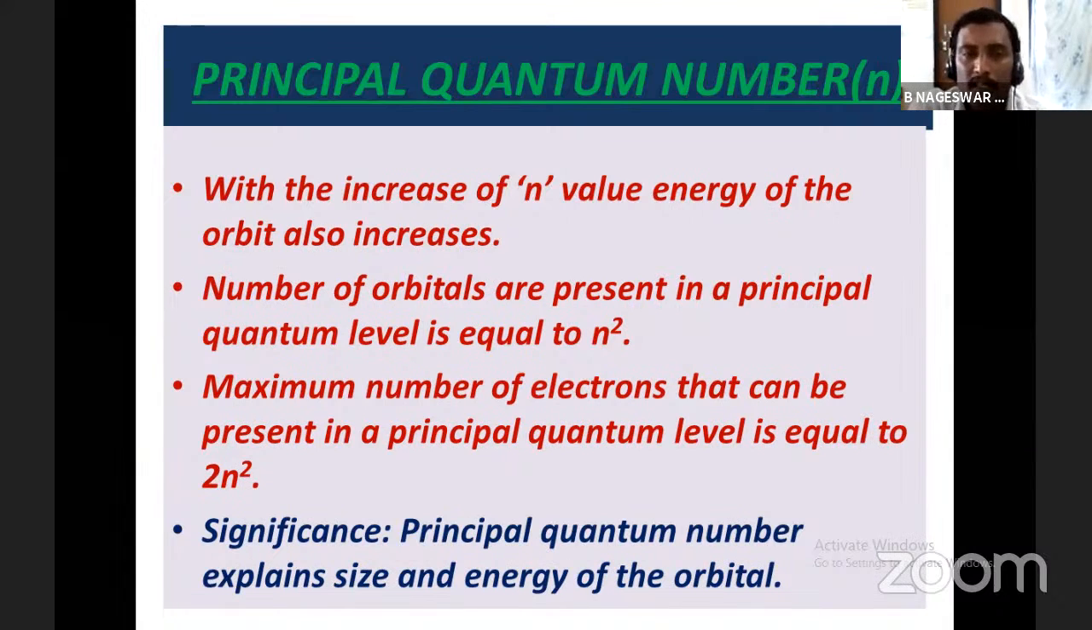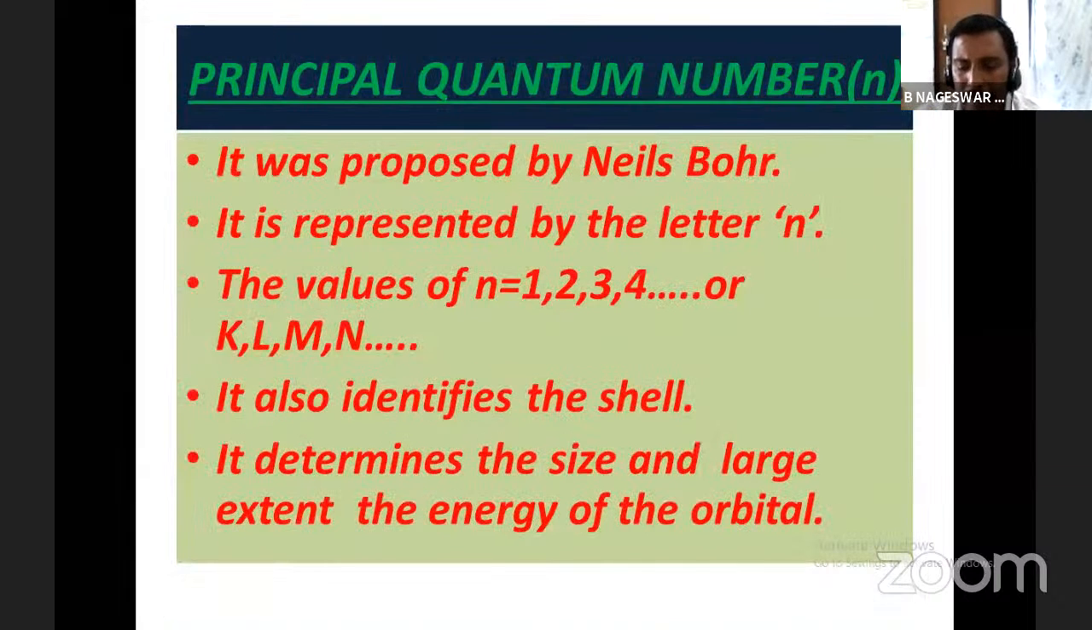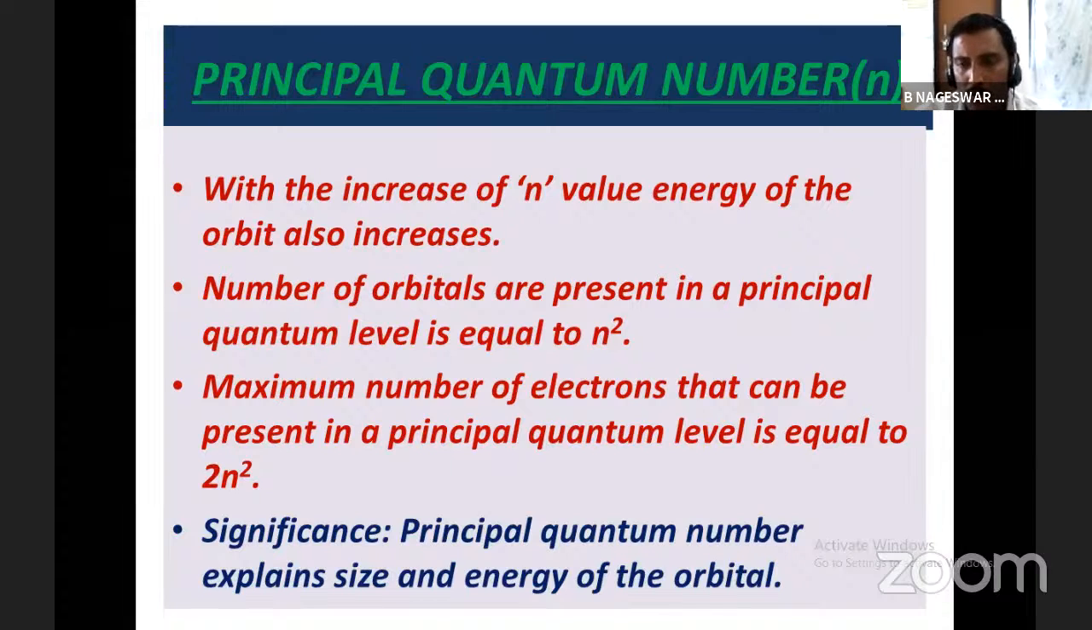Okay, children. What is the principal quantum number's significance? Very simple. Principal quantum number explains size and energy of the orbital. Who proposed the principal quantum number? It was proposed by Niels Bohr. It is represented with small n. The values of n are 1, 2, 3, 4 or K, L, M, N and so on.